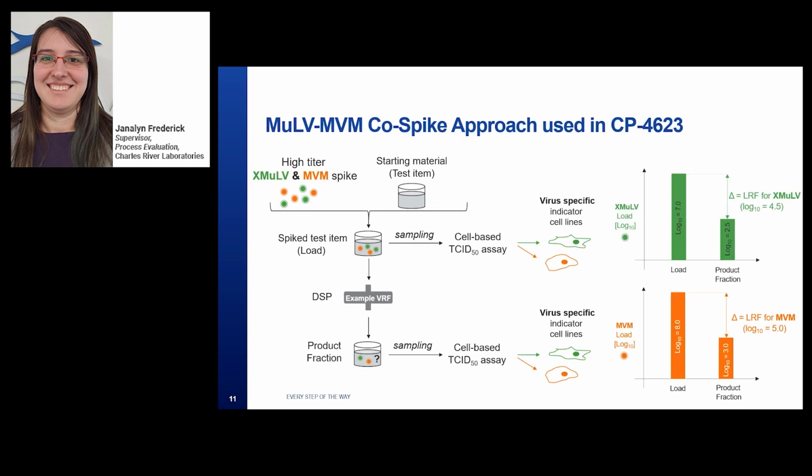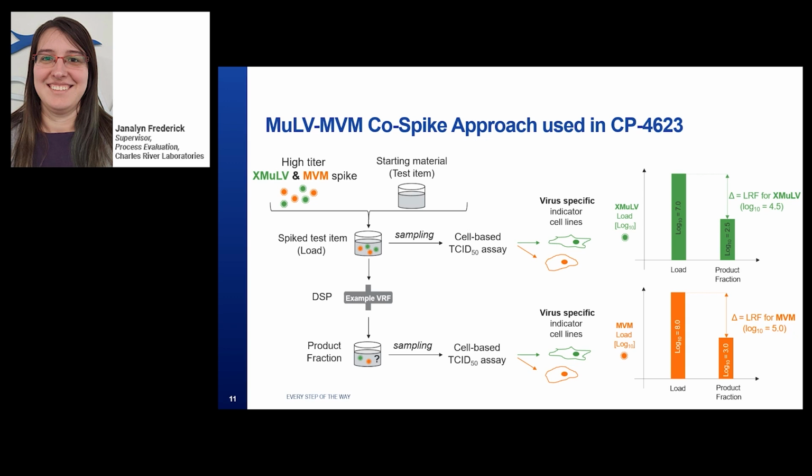For this study with Bio-Rad, we used a co-spiking method, following the same procedure but with both MVM and MULV spiked into the same material at the same time. Because the viruses have different indicator cell lines, these viruses could be tested at the same time without impact to each other.